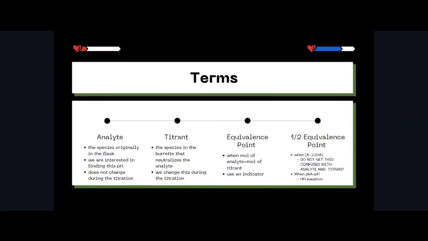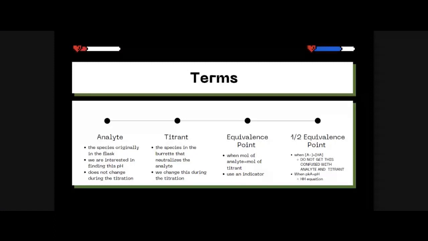And then you also have the 1/2 equivalence point, where the concentration of the conjugate base is equal to the concentration of the conjugate acid. So this is different from the analyte and the titrant, because when you mix the analyte and the titrant and they react, sometimes in the leftover you'll have an acid and a base together. And sometimes they may be coincidentally the conjugate acid and base of each other. This may not be clear right now, but when we do practice problems, I'm sure it'll be more clear.